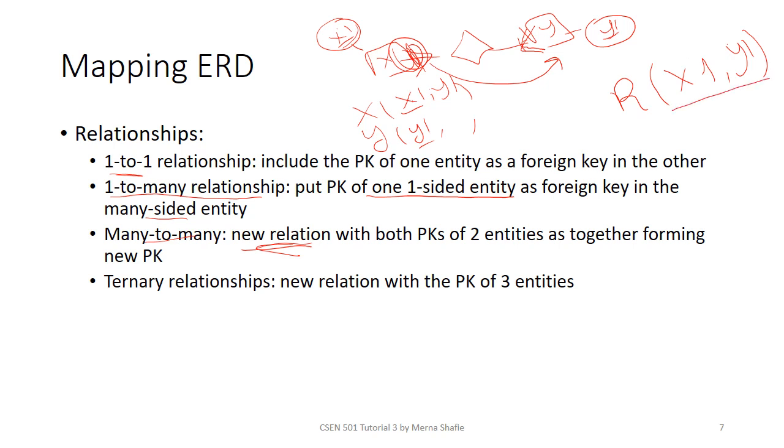Okay? Now, for the ternary relationships, we are also going to have a new relation with the primary keys of the three entities. So it's similar to the many-to-many relationship. Also in the ternary relationship, we will consider the primary key of the three entities in a new relation. Now we are done with all the possible combinations. We will now try to solve an exercise in order to see how the mapping works.